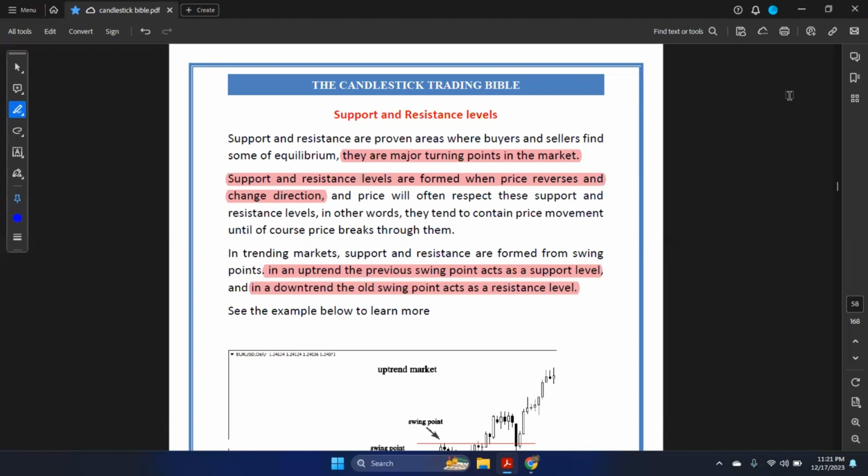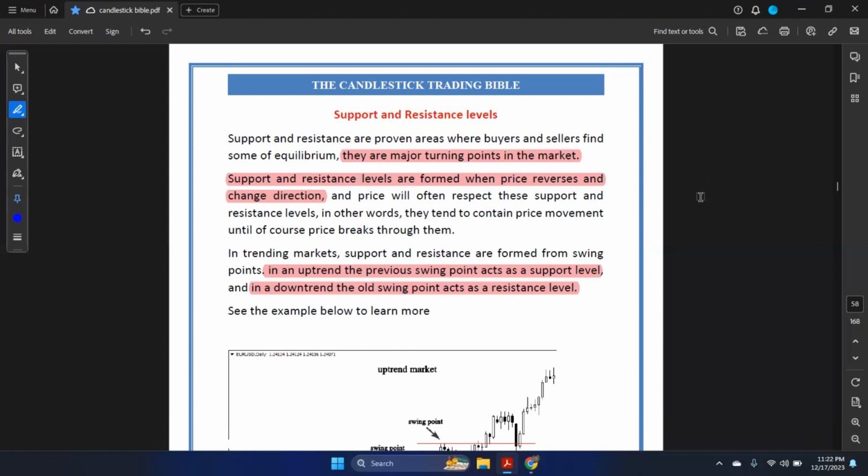All right. So support and resistance levels. Support and resistance are proven areas where buyers and sellers find some equilibrium. They are major turning points in the market. Support and resistance levels are formed when price reverses and changes direction. Price will often respect these levels. In other words, they tend to contain price movement until price breaks through them.